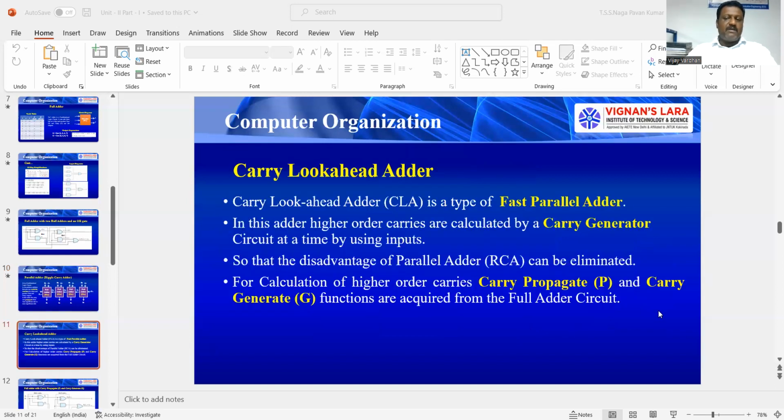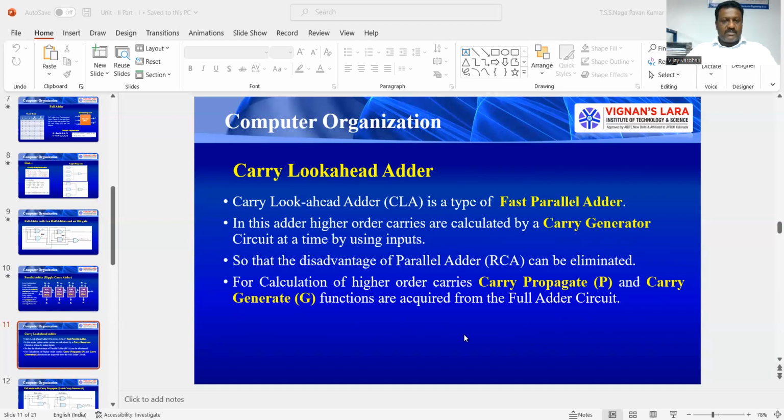It can be overcome by using another adder called carry look ahead adder. Basically, it is a fast parallel adder. In this adder circuit, we are going to calculate higher order carries by using a circuit called a carry generator. So by using this carry generator, I'll calculate higher order carries by simply taking a full adder circuit. In that case, I'll find out the carry propagate circuit as well as the carry generate circuit.